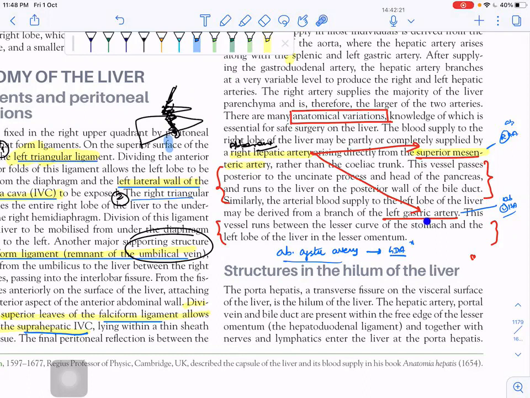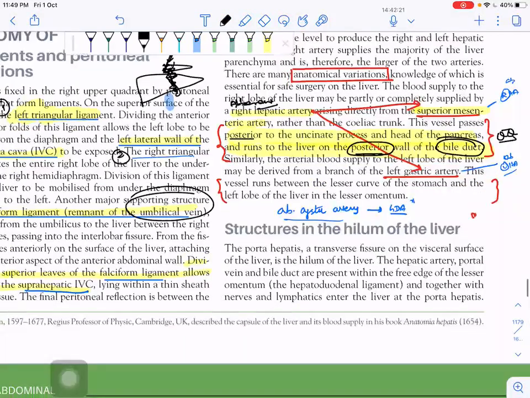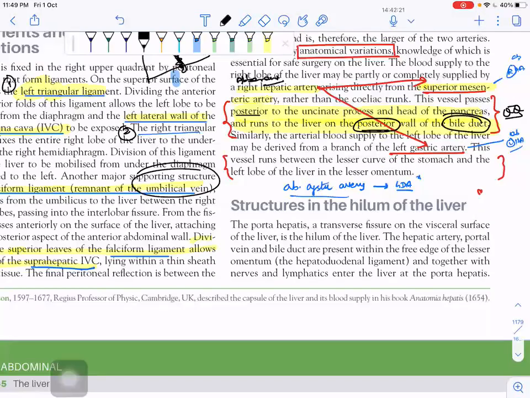The main MCQ here is they will ask about the course of this aberrant right hepatic artery. This vessel passes posterior to the uncinate process, first point, and the head of the pancreas, and runs to the liver on the posterior wall of the bile duct. This is very important. They will confuse you with anterior, right side, left side, but it runs on the posterior wall of the bile duct.